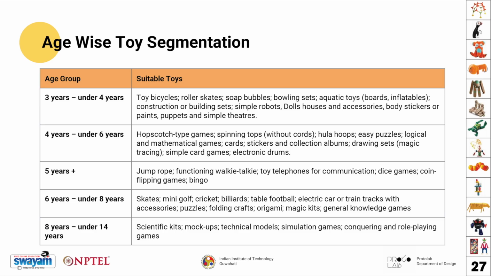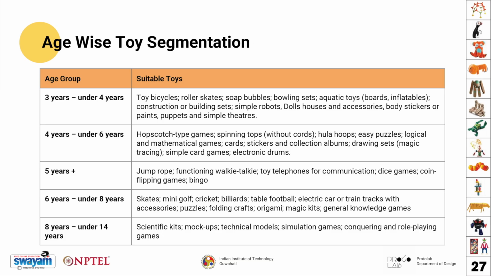For children between 4 and under 6 years, play becomes more structured and skill based. Toys such as hopscotch games, spinning tops, hula hoops, easy puzzles, logical and mathematical games, cards, stickers, and drawing sets help develop coordination, creativity, and early problem solving abilities. Musical toys like electronic drums also allow children to explore rhythms and expressions.